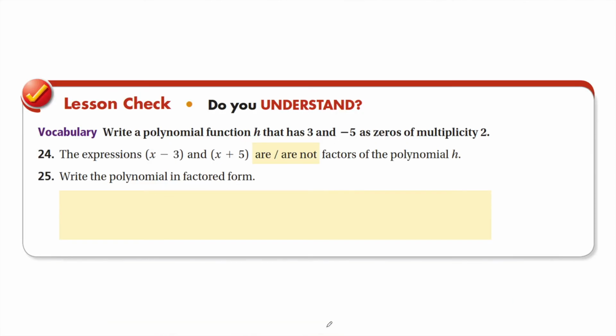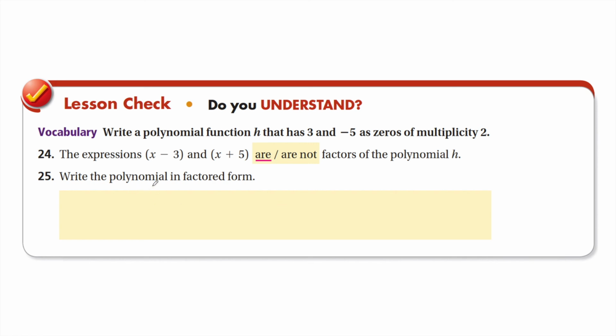And we finally made it to the lesson check. Write a polynomial function h that has 3 and -5 as zeros of multiplicity 2. The expressions x minus 3 and x plus 5 are going to be the factors of the polynomial, because essentially what we have to do is, since our solutions are 3 and -5, we must do the opposites to get to that factor portion. So that 3 became x minus 3, and that -5 became a positive 5, or x plus 5.